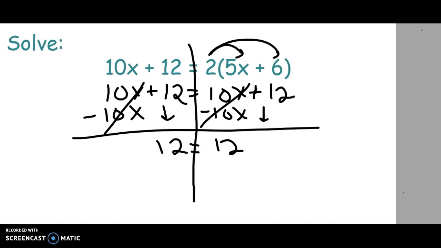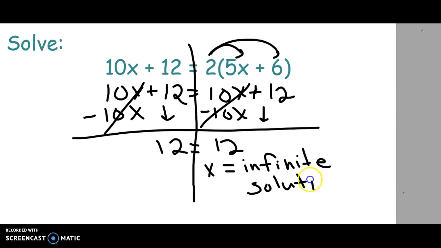Therefore, the answer is x equals infinite solutions. And what that means is you can plug any number in for x, and it's going to come out as a true statement at the very end.